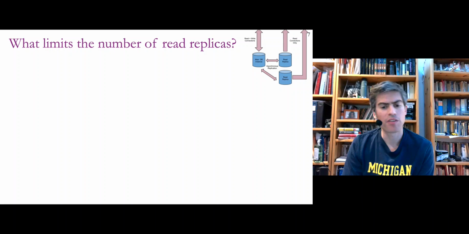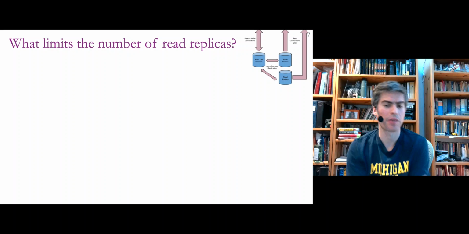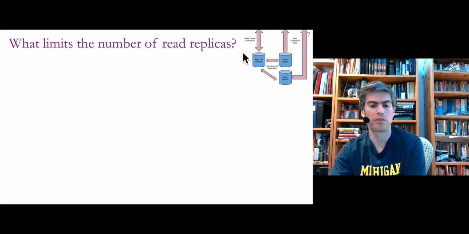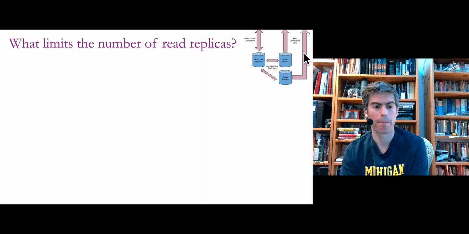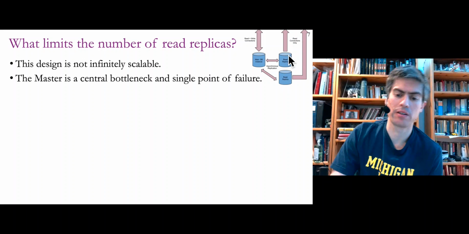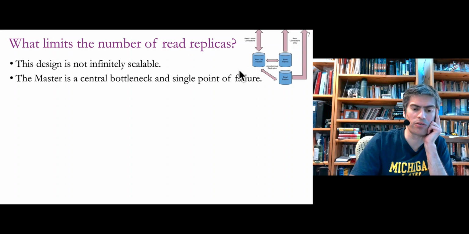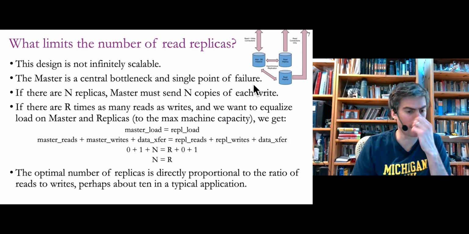You can't have an infinite number of read replicas. Why don't you think about that for a second? What limits the number of read replicas? Why can't you have an arbitrary number of read replicas? Well, this master database or main database has to send updates to the read replicas, and if there are too many of them, then it will be overwhelmed by those transfers, right? So this main database or master database is a central bottleneck. It's also a single point of failure. We'll come back to that later.